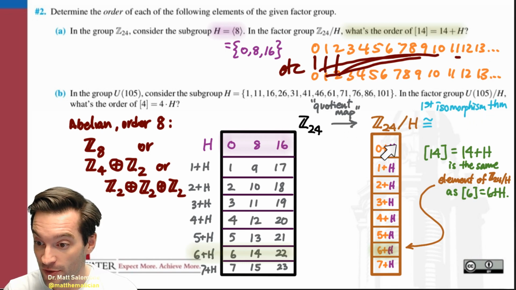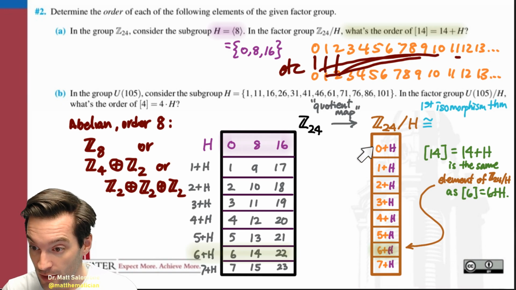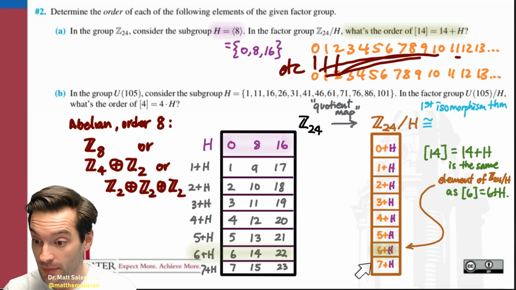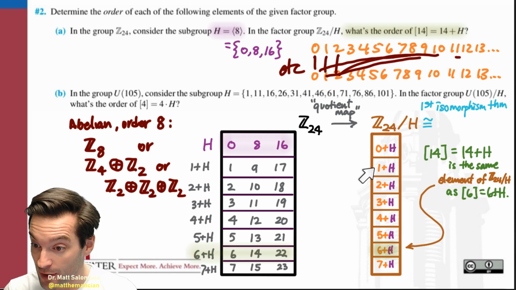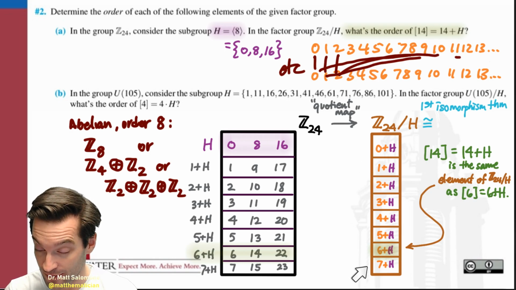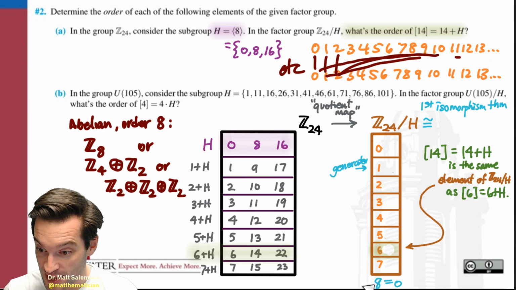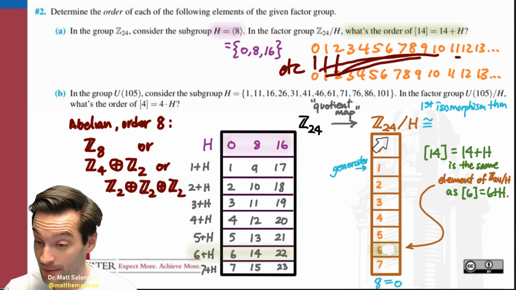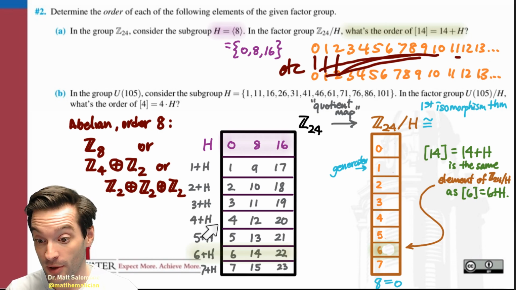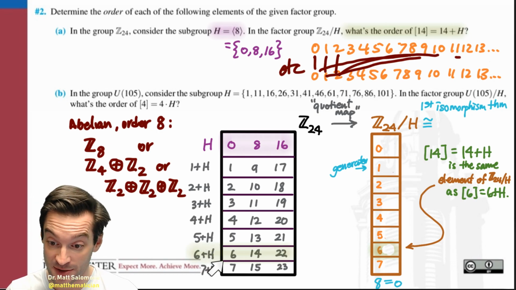And what the first isomorphism theorem is going to tell me is that these elements in this factor group are going to behave exactly like their representatives behave inside of Z24, with the caveat that when I get to a representative of 8, I end up back at 0. So in other words, I know for sure that this 1 is going to have the capacity to generate this group, because in Z24, 1 plus 1 is going to give me 2, plus 1 is 3, plus 1 is 4, plus 1 is 5, plus 1 is 6, plus 1 is 7, plus 1 again is going to bring me back around to the identity.